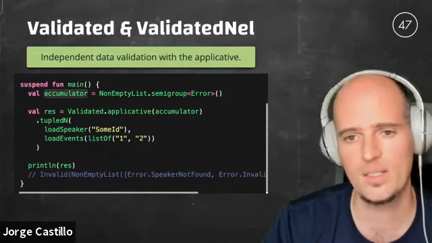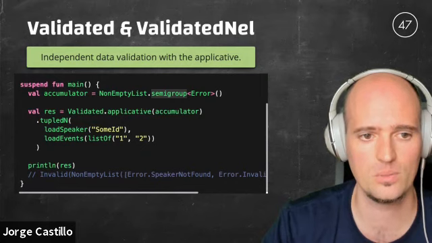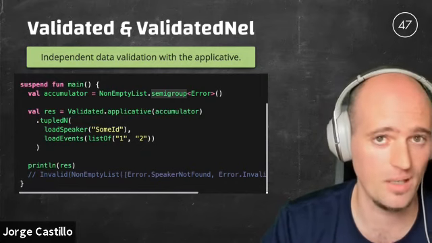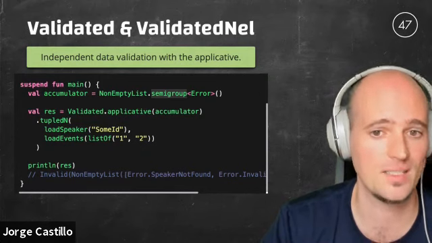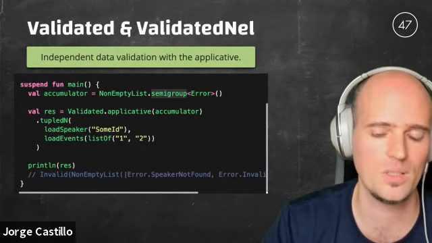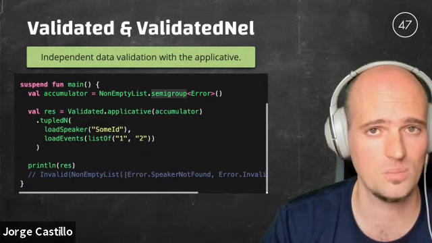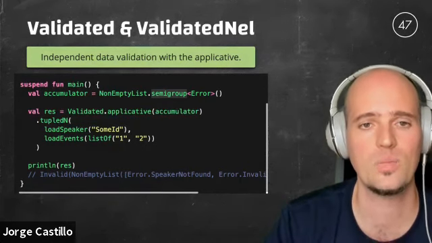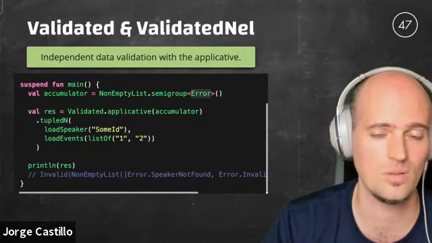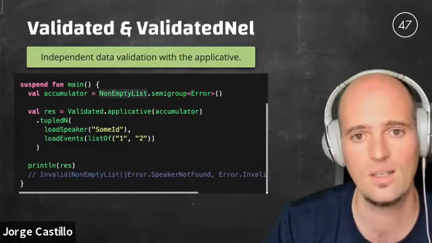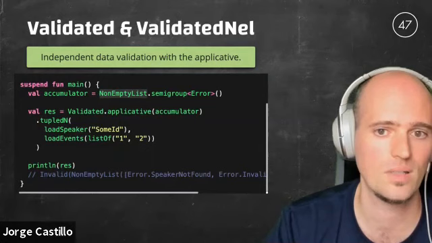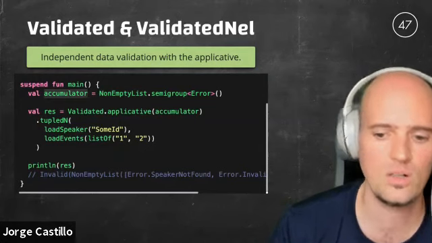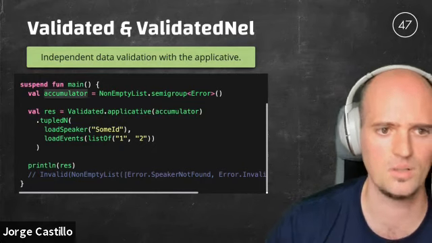And the error accumulator, you can create it using a semigroup. A semigroup is a type class, which is just like a behavior, a generic behavior that works over a generic type. And in this case, the behavior it defines is the combination behavior for that given type. So you are defining a combination strategy for the error type, or an error accumulation strategy. And it's going to be over a non-empty list, right? So it's going to accumulate all the errors in a non-empty list. So you create your error accumulation strategy using a semigroup.